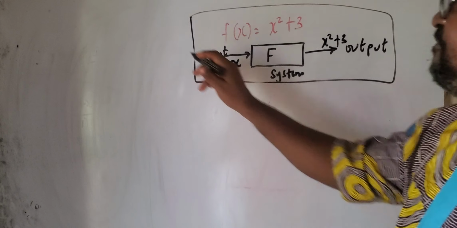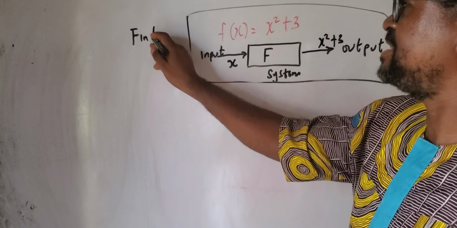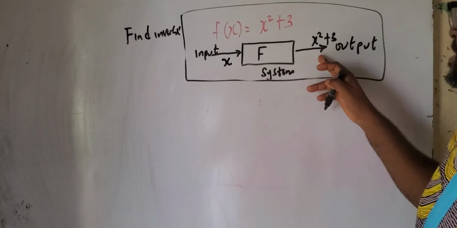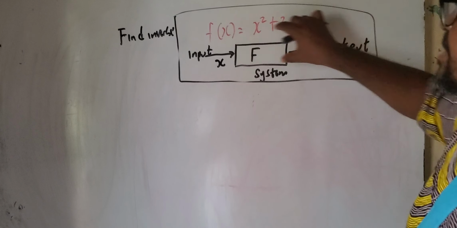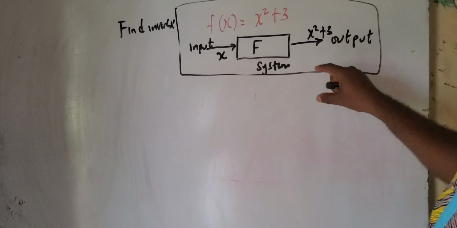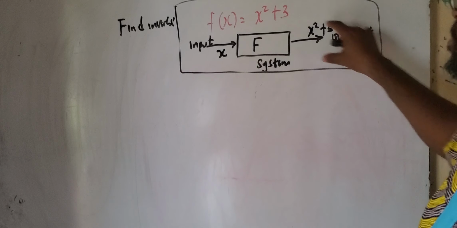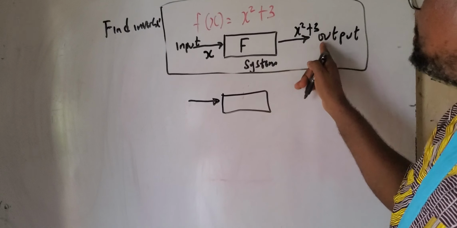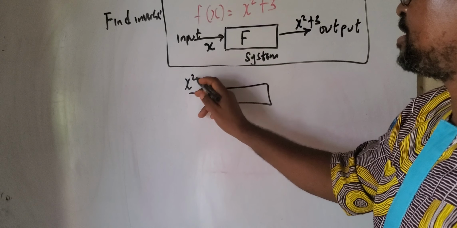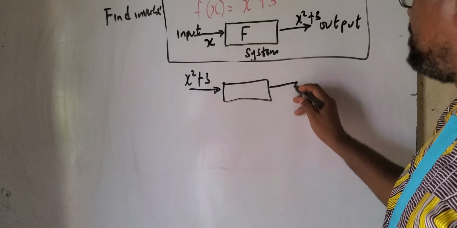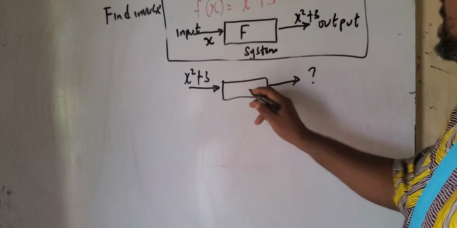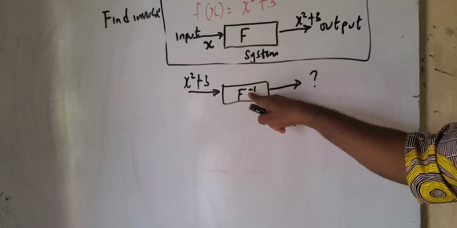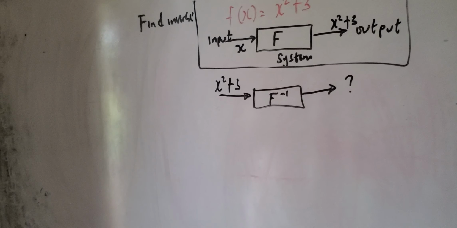Now the question says find the inverse. What I mean by finding the inverse is that we want to put this output as our input. What will be the output? This output that I have here, I want to start from it. That means I'm putting this output back into this system. The output originally is x squared plus 3. So what will now be the output? This system is performing what is called inverse operation. So that is the idea.